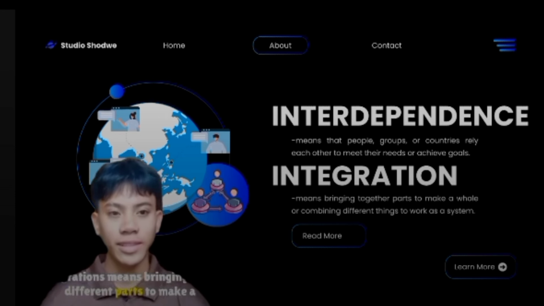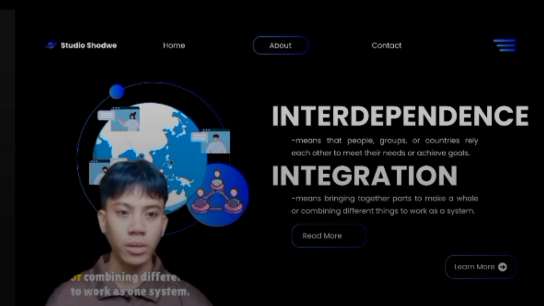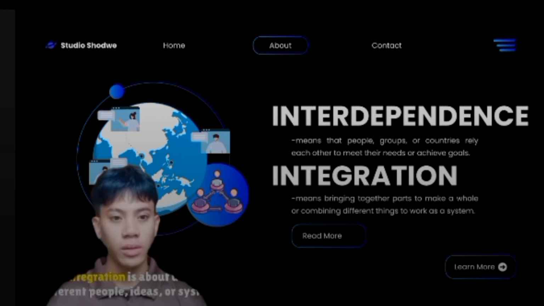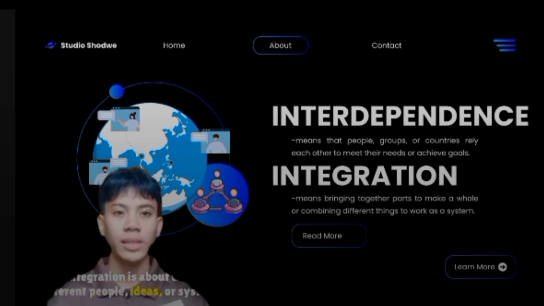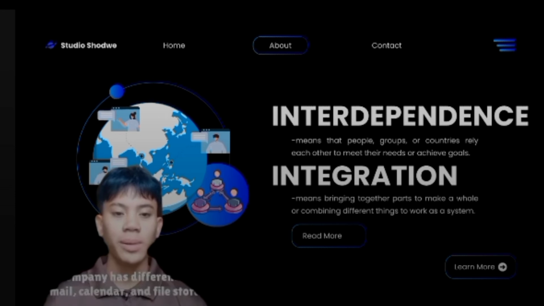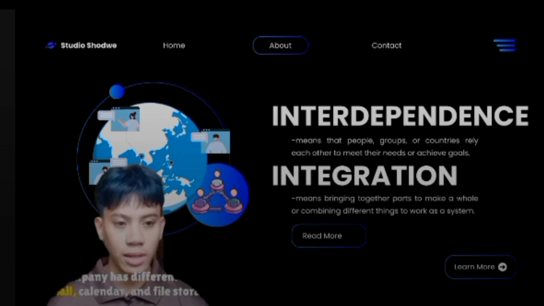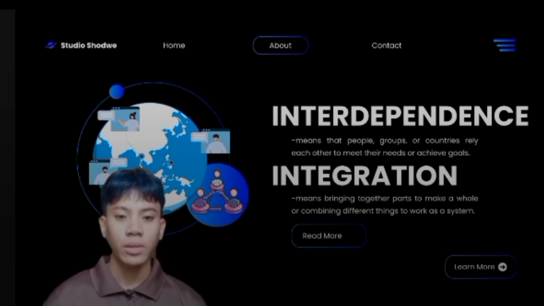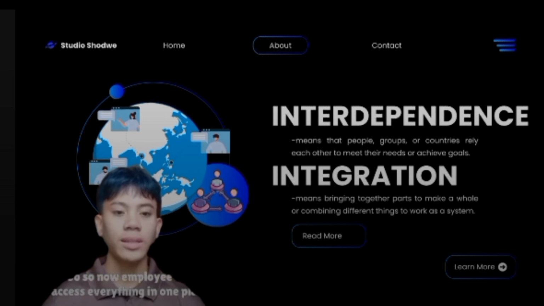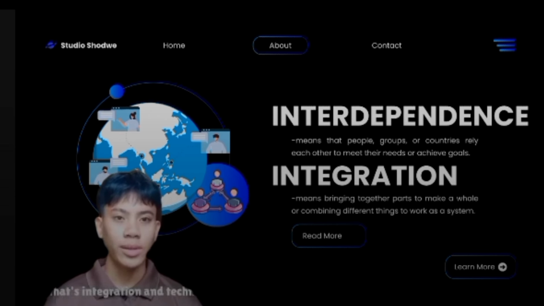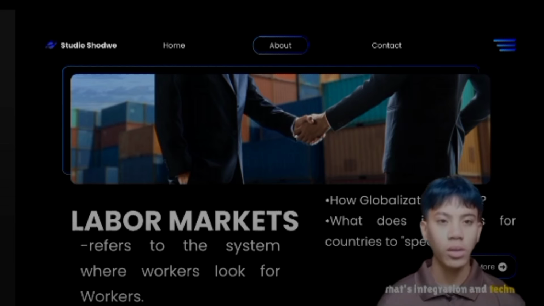Integration means bringing together different parts to make a whole, or combining different things to work as one system. So, integration is about uniting different people, ideas, or systems so they work together smoothly. For example, technology integration: a company takes different tools, email, calendar, and file storage, and combines them into one app. Now employees can access everything in one place, making work faster and smoother. So that's integration in technology.